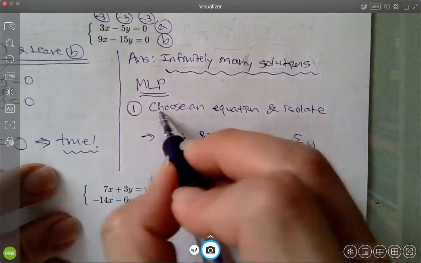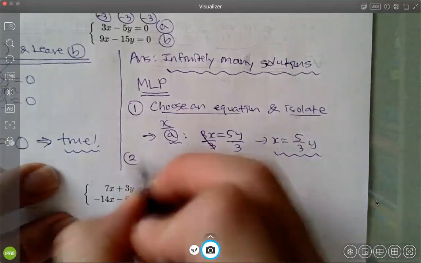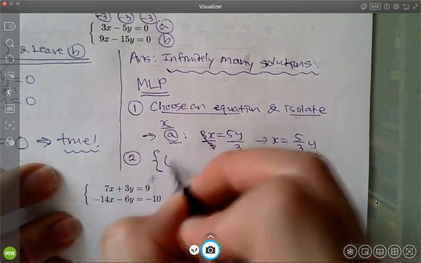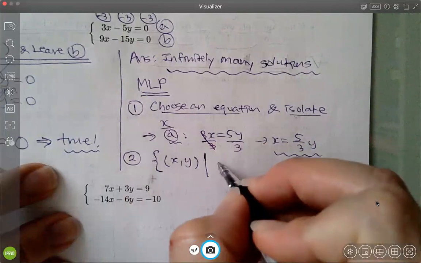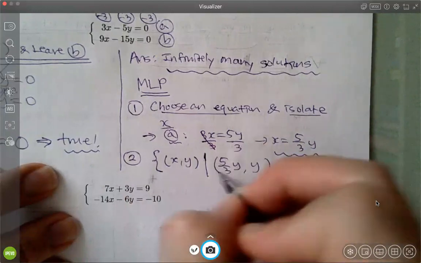Okay, so first we chose an equation and we have isolated x. Now, what do you have to do? So the answer is that.